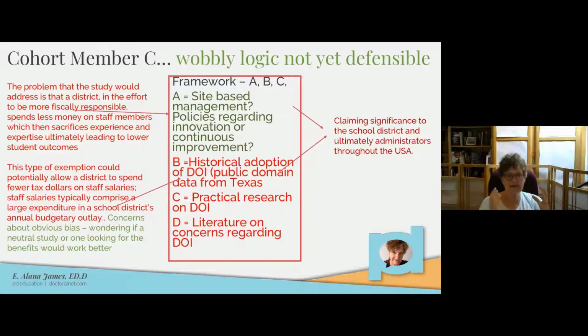There could be policies on continuous improvement that you were investigating. There could be something that is the big circle within that. If you draw this one out, it's a big circle you're looking for. And then you have the circle that is the people who agree with it, the circle that's the people who don't agree with it, and your study goes right in the middle. Therefore, you can claim significance to the school district administrators and ultimately to any administrator in the United States who's thinking about this particular fiscal policy. You can see how what they've got isn't working, and yet there's possibilities there.